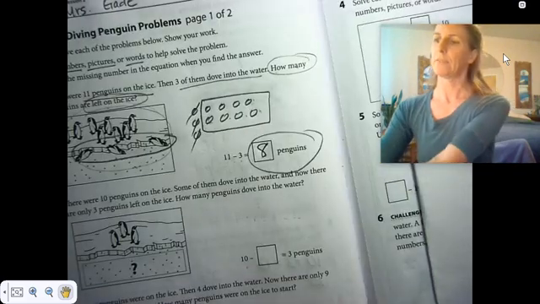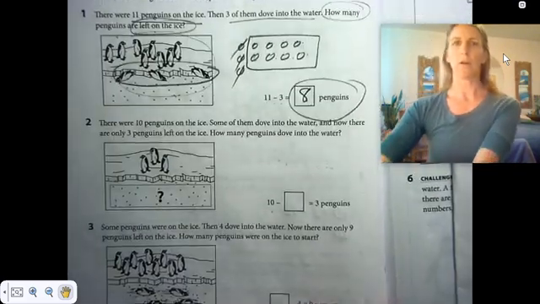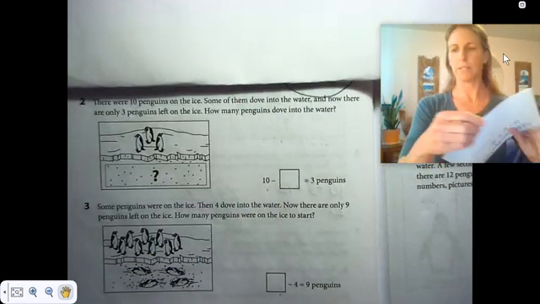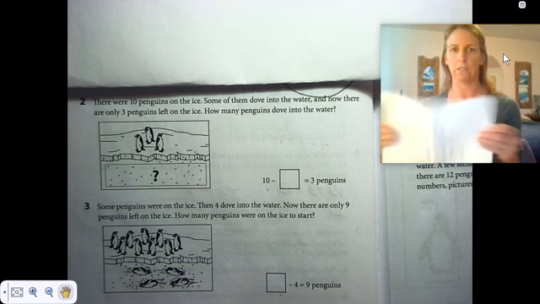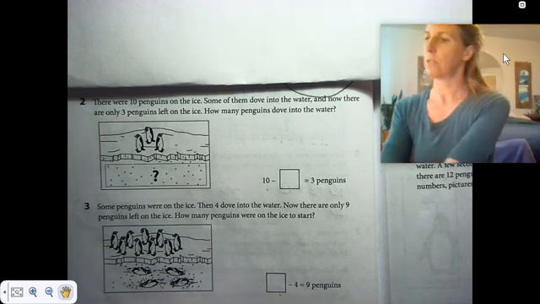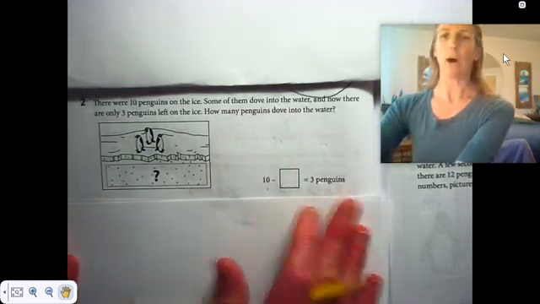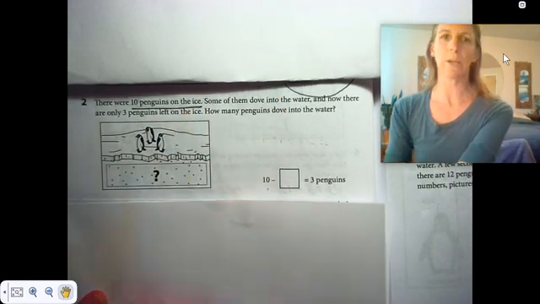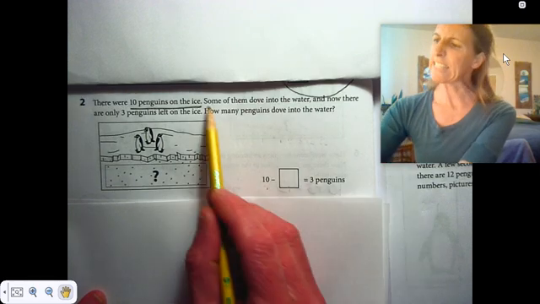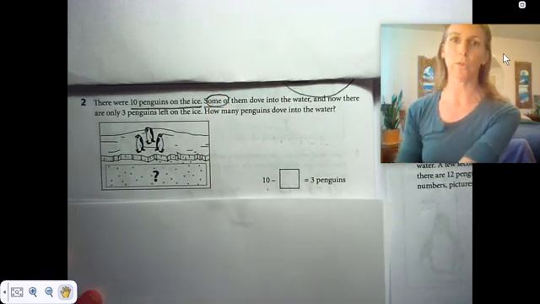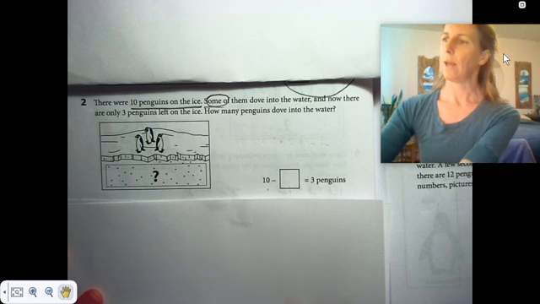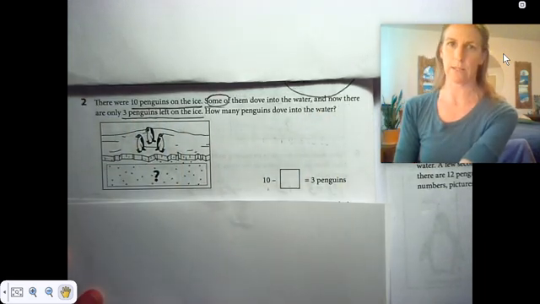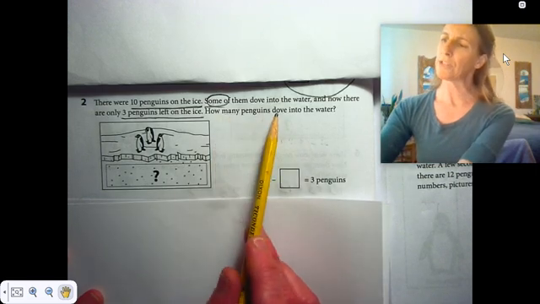Okay, number 2. How are you going to figure this out? Let's move that up out of the way, so that we are not bothered by the other words on the page. Number 2, there were 10 penguins on the ice. Some of them dove in the water. And now there are only 3 penguins left on the ice. How many penguins dove in the water?